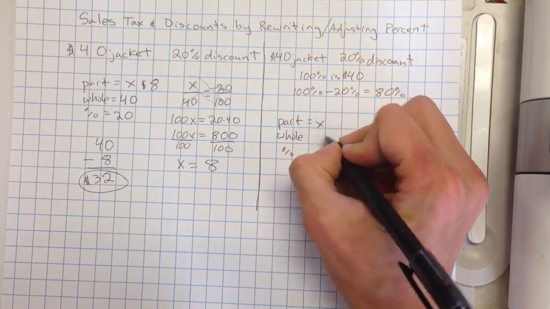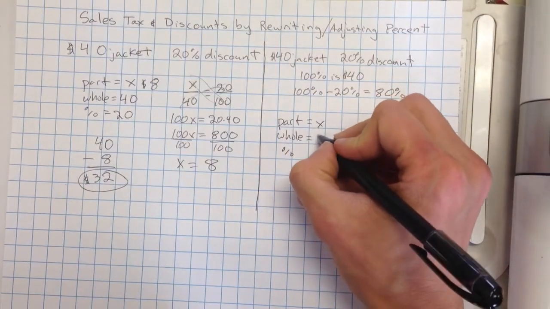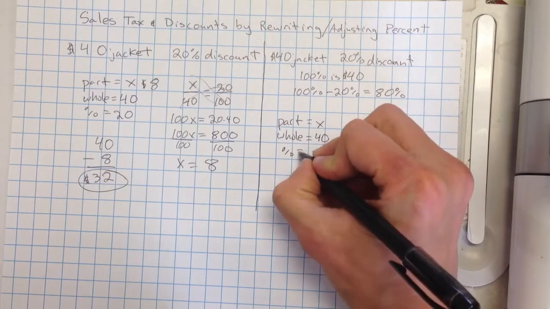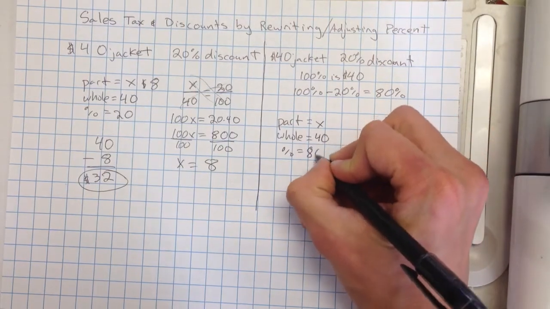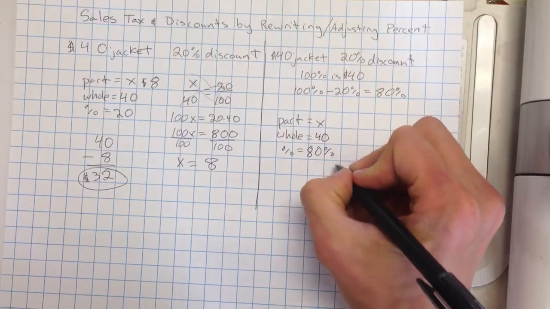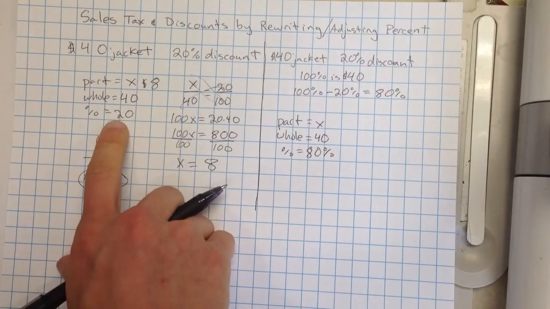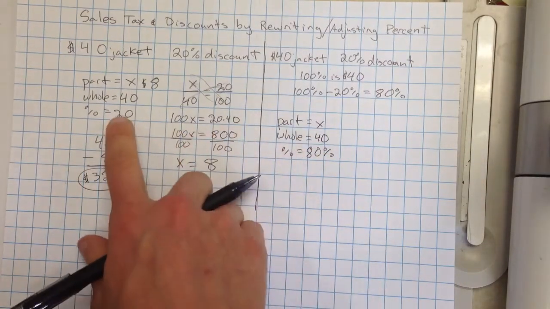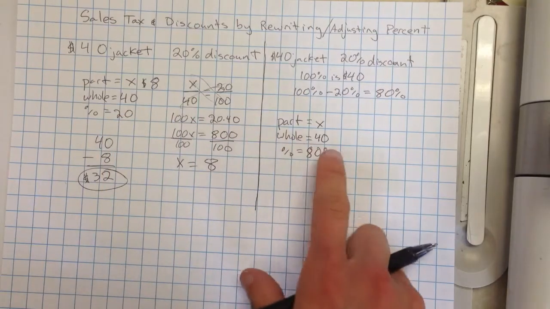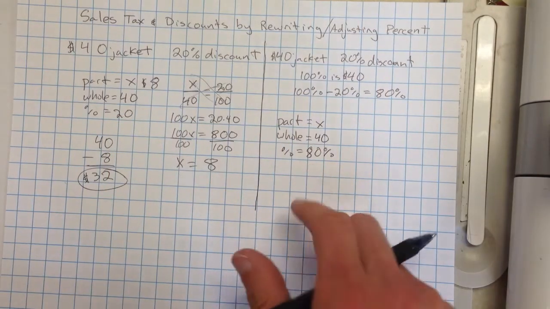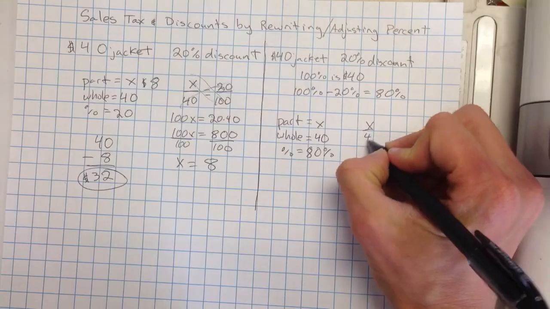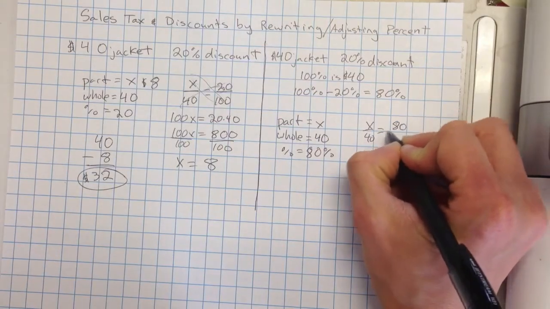So my part is the unknown. The whole is going to be 40, and then I'm going to use my new percent. This is what I am actually paying. Okay, so this is 80%. So we see the difference. This was the part that we are not paying. This is the part that we are paying. So we're working with 80%. X over 40 equals 80 over 100.